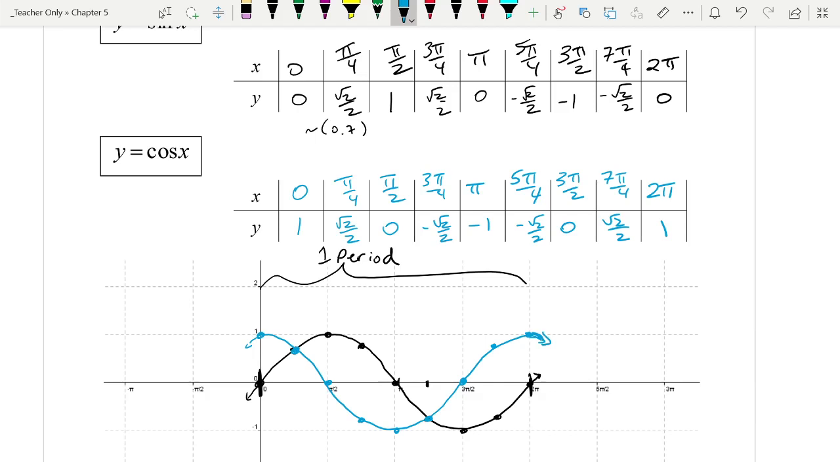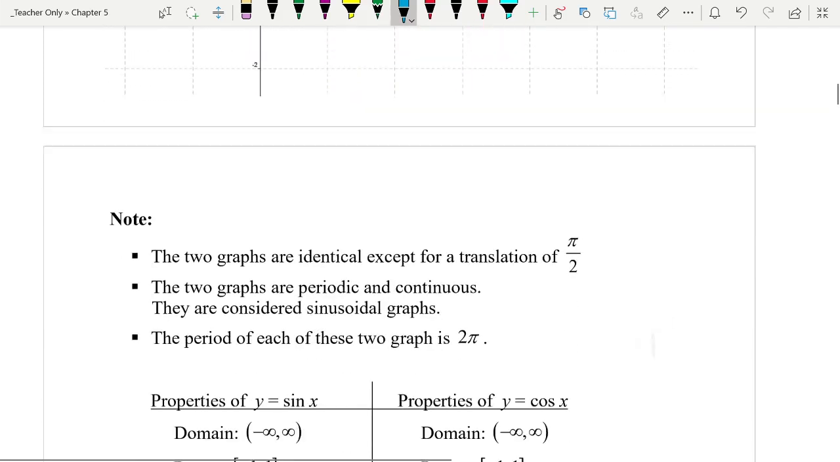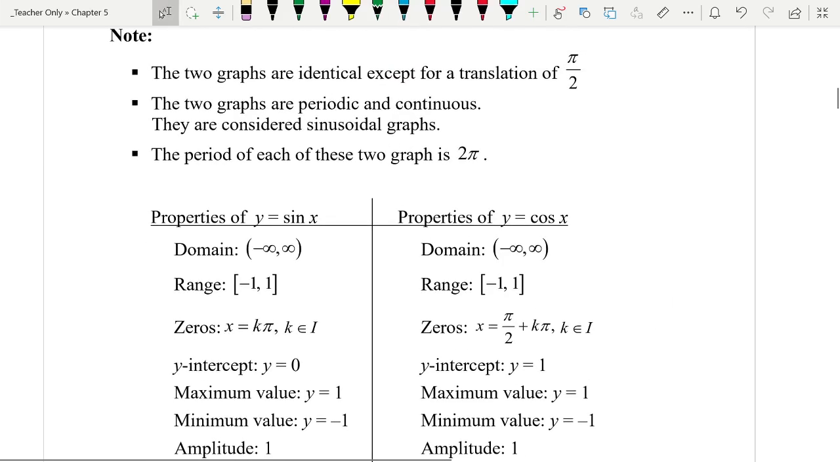Okay, so those are the graphs that we made last week with our bicycle wheel. Let's look at some of their characteristics. They are identical curves. The difference is that the cosine and sine curves are translations of each other by a horizontal shift of pi by 2. They are periodic, which means they repeat over and over again. They're continuous. They go on forever. And they're called sinusoidal graphs.